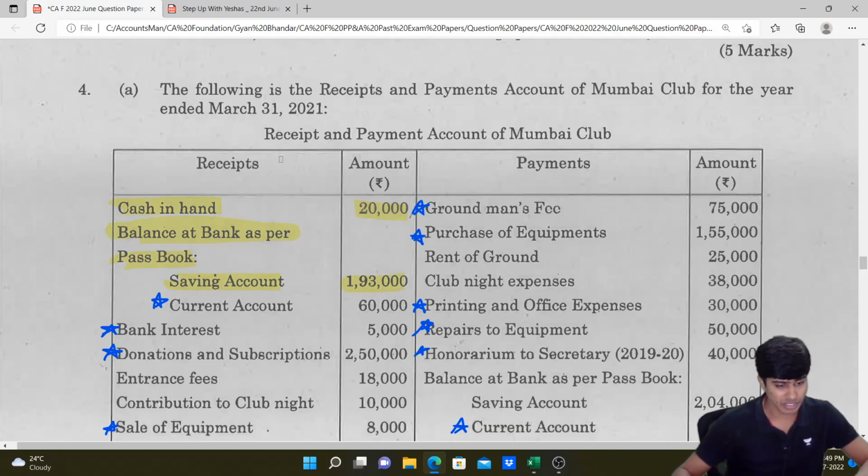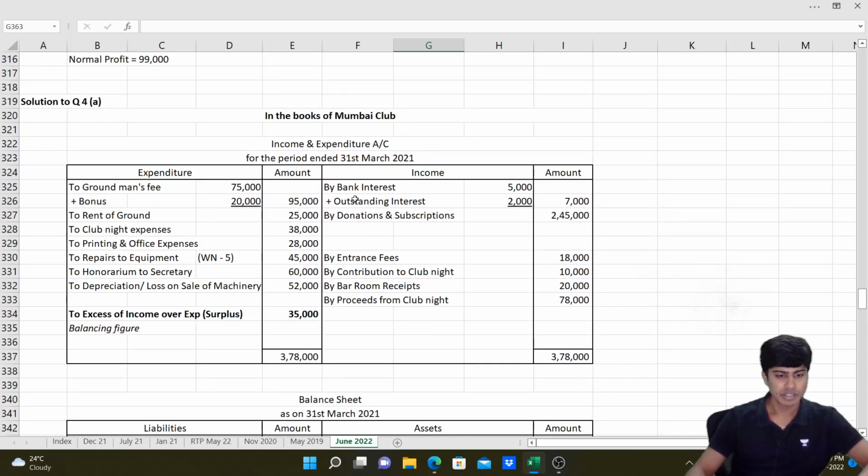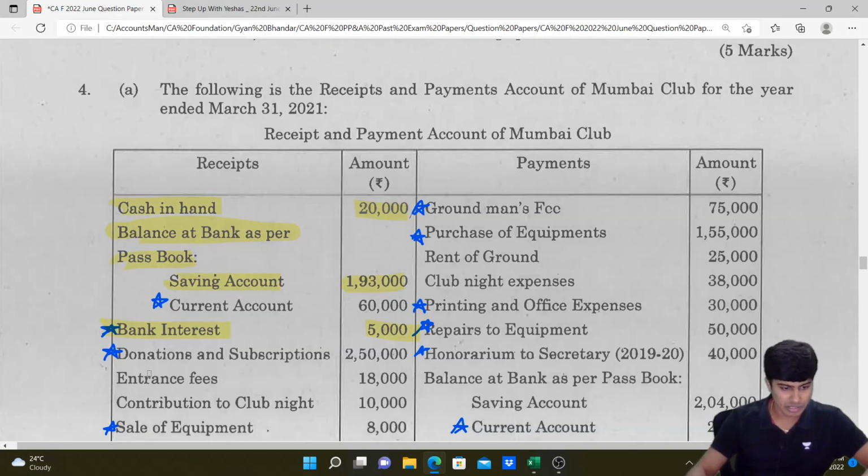Okay. Done. Then we have bank interest. How much is bank interest? Bank interest is our income. In income and expenditure, I need to write this on the credit side. That is income. How much? 5,000. This will go to the inner column because there is an additional 2,000. Sir, will we write right now? No, we'll write it later. So for now, I'll write this 5,000. So I'll come to income and expenditure. In my income and expenditure, I wrote bank interest 5,000 rupees in the inner column. Got it? What do we have after that? Then we have donations and subscriptions. How much?